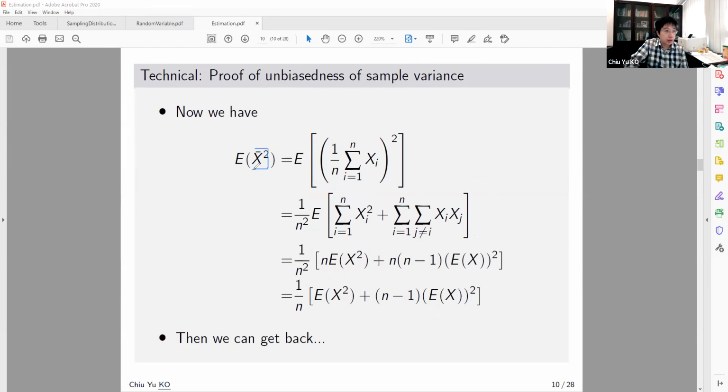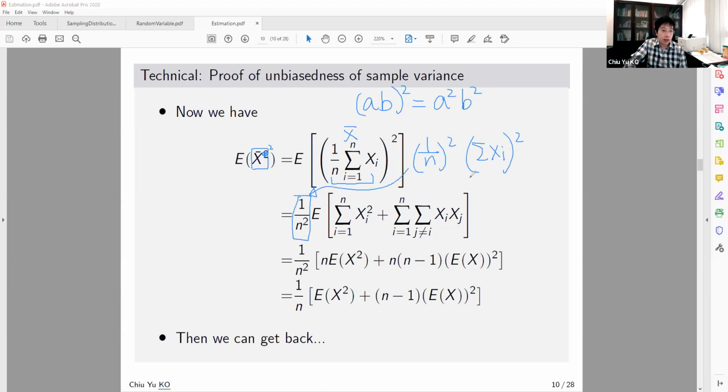So what do you mean by this? What is the square? We write this as x bar, it's x bar squared. You know that (ab) squared is a squared b squared, so you have 1 over n squared expected of the sum of xi squared. The 1 over n squared you can take out. And how do you calculate this guy? It is x1 plus x2 plus up to xn, squared. How do we figure this out?